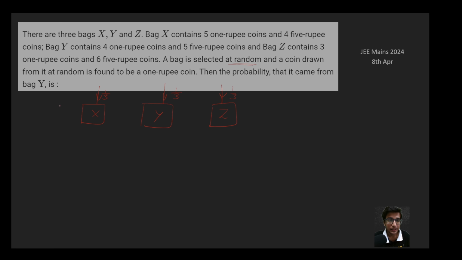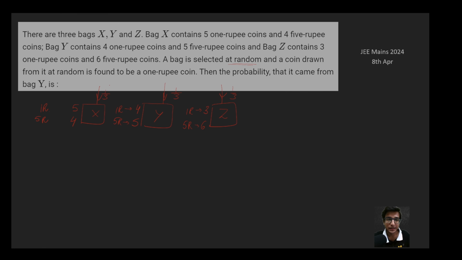That bag X contains, let me write it here, 5 1 rupee coins, and here we have 4 5 rupee coins. So in bag X there are 5 1 rupee coins and there are 4 5 rupee coins. In Y there are 4 1 rupee coins and 5 5 rupee coins. And here we have 3 1 rupee coins and 6 5 rupee coins. So this is 1 rupee, this is 5 rupee, 1 rupee, 5 rupee. Now what have they told us?